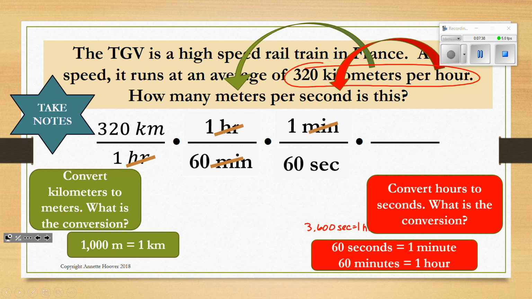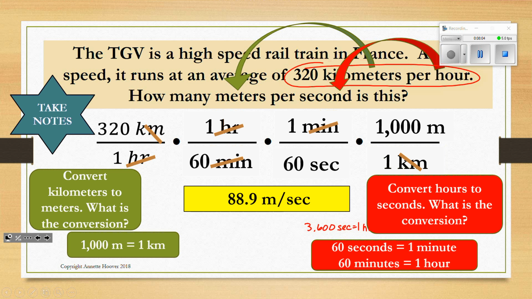For a distance conversion, we know 1,000 meters equals 1 kilometer. Each one of those is going to go on top and bottom of the next ratio. Kilometers was on top of the first one, so we're going to put it on the bottom. So we're going to put 1,000 meters equals 1 kilometer. So the kilometers cancel out. When we multiply everything across the top, 320 times 1,000, that would be 320,000. And 60 times 60 is 3,600. And when you divide those two, you get about 88 and 9/10 meters per second.